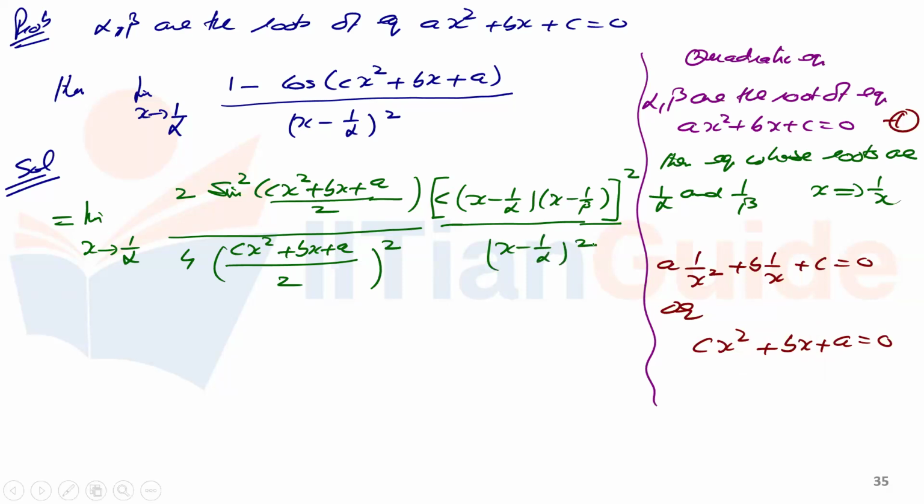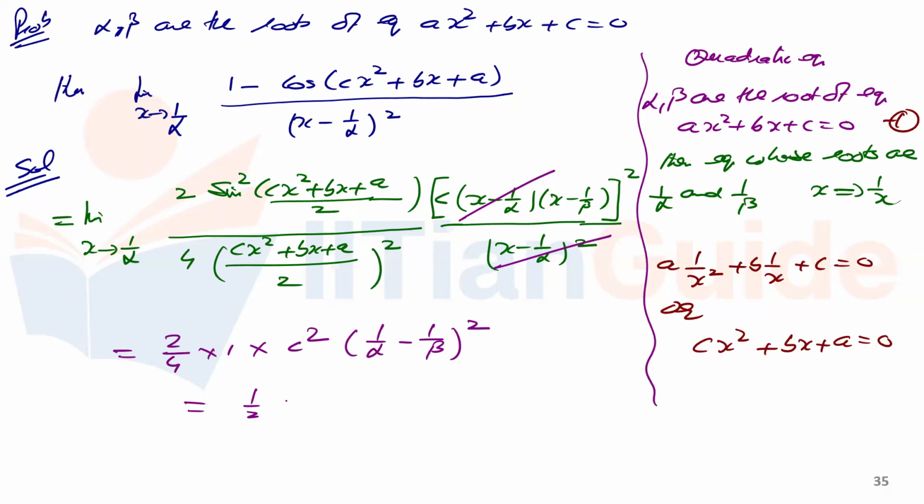ठीक है, now बात फॉलो कर लिया ना, कोई दिक्कत तो नहीं है? यस सर। हाँ, जो अभी किया था वही करना है, मैं स्टेप बचा के लिख दिया। तो इफ यू ओपन द ब्रैकेट x minus 1/α whole square and there they will get cancelled. I will get the answer 2/4. After that I am getting 1. After that I am getting c square. After that, if I put x to be 1/α, I will get 1/α minus 1/β whole square. So my answer is 1/2 c square 1/α minus 1/β whole square. That will be my answer. Clear? Yes, sir.